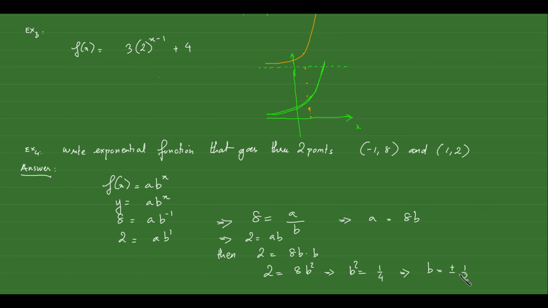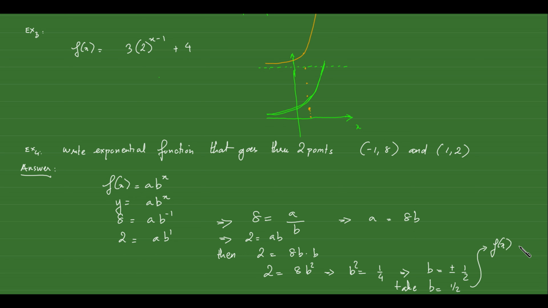Okay, and if b is negative 1 over 2, which is less than 0, so we don't have a function. So it means that we just take b equal to half.